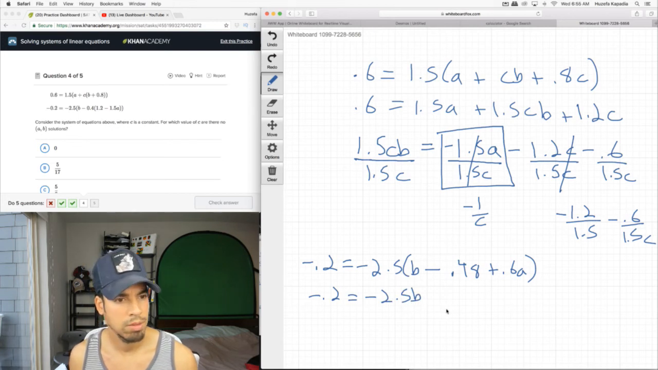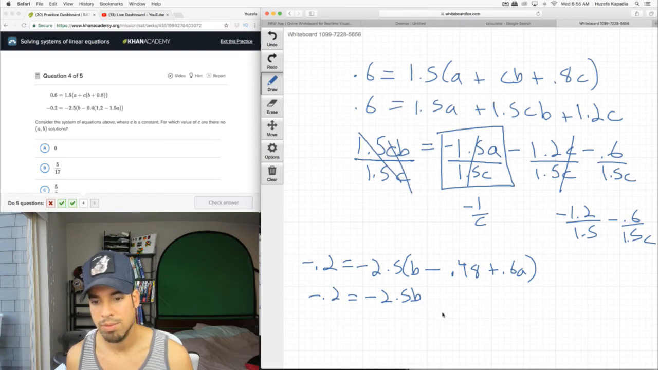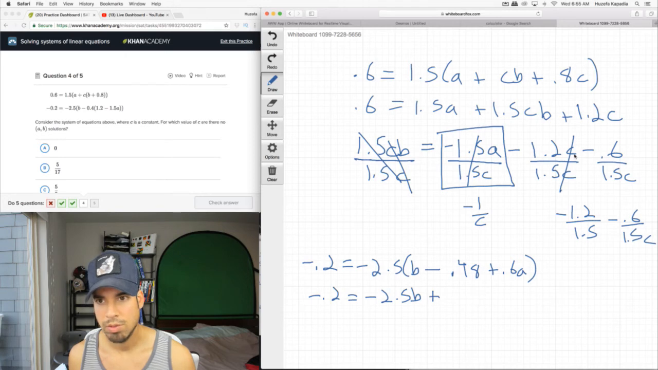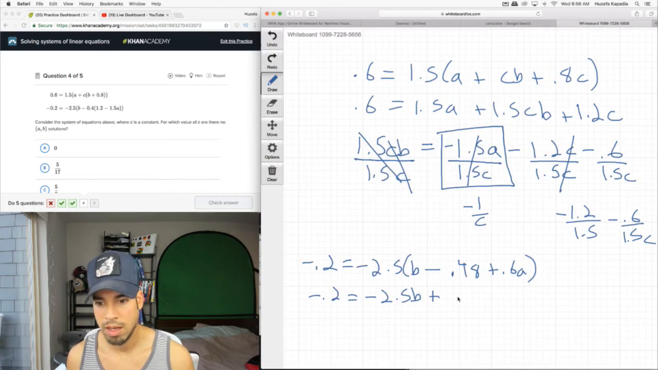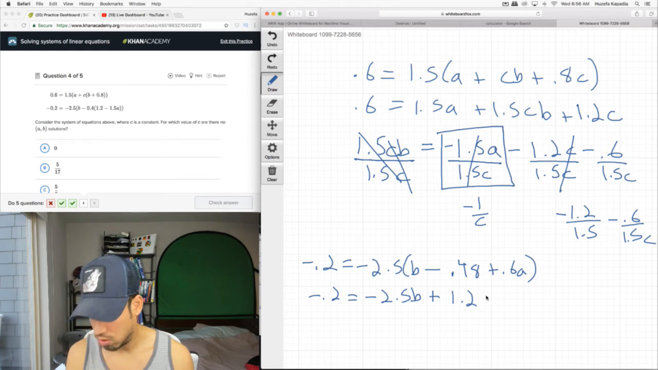And we're trying to isolate b, right? Yeah. So this is b equals, all right. And then we got negative 2.5b plus, this one I need to calculate. 2.5 times 0.48 equals 1.2. That's nice. Okay. Plus 1.2. And then that one is 12, 15. So I think it's minus 1.5a.